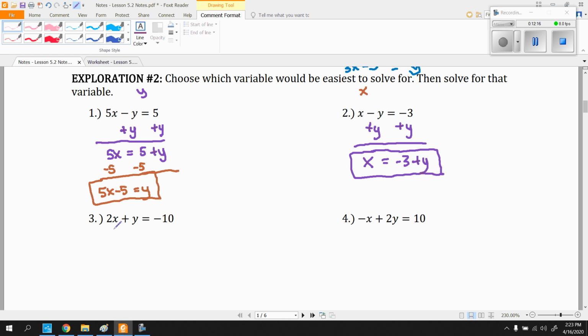3 is going to be very similar. Okay, we'll go a little bit quicker on these ones, just because I think by now you should hopefully have a pretty good feel for what's going on. I'm going to choose to get this y because it's a positive 1 in front of it.